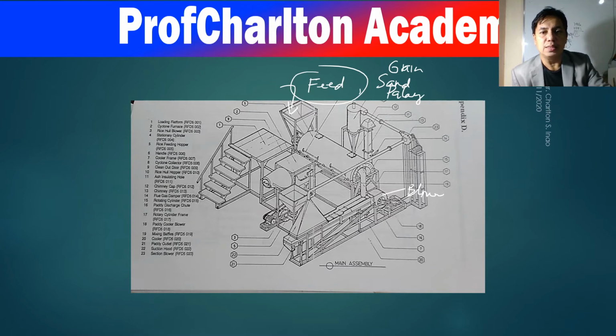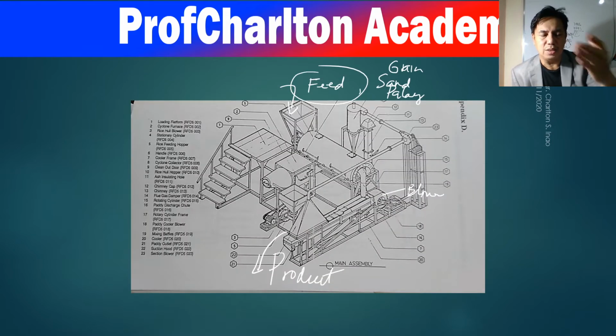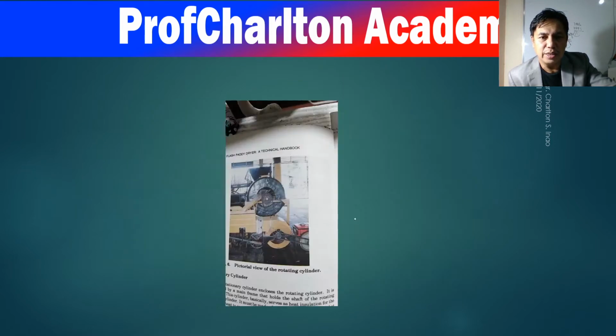So here, that is the story of the rotary dryer. So for example, feed, then product. Okay, so that is a brief background. For others, it is included in this slide, and we don't have time for that. Yeah, it's more on the agricultural engineering side.